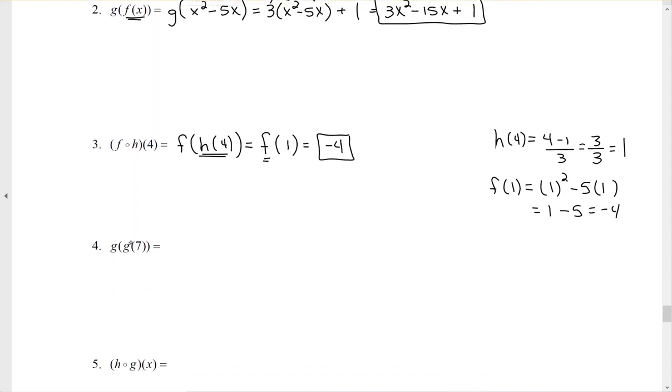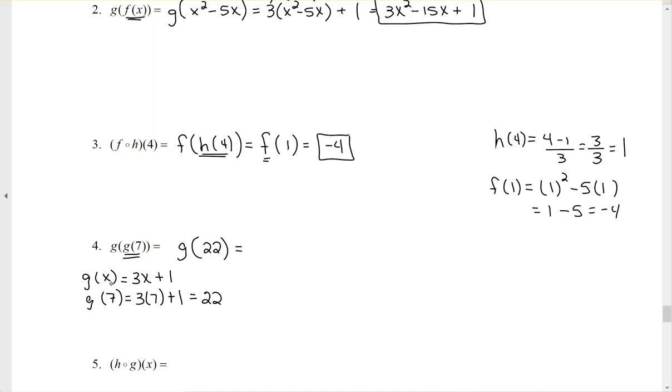So g of g of 7, again, I need to figure out what g of 7 is. So going back, g of x was 3x plus 1. So g of 7 means take out those x's and put in the number 7 in their place. So 21 plus 1 gives me 22. That's what g of 7 is, but I still have this other g on the outside. So g of, and another name for g of 7 is 22.